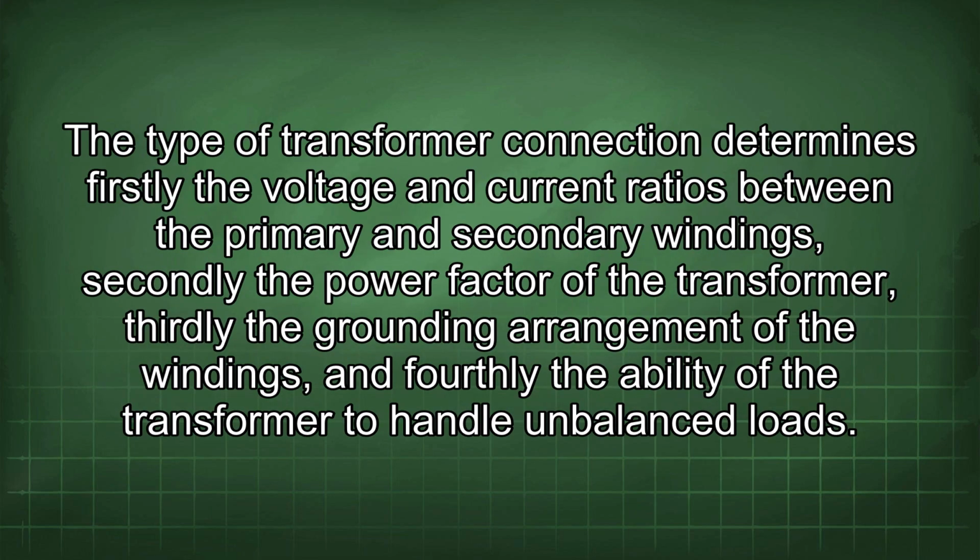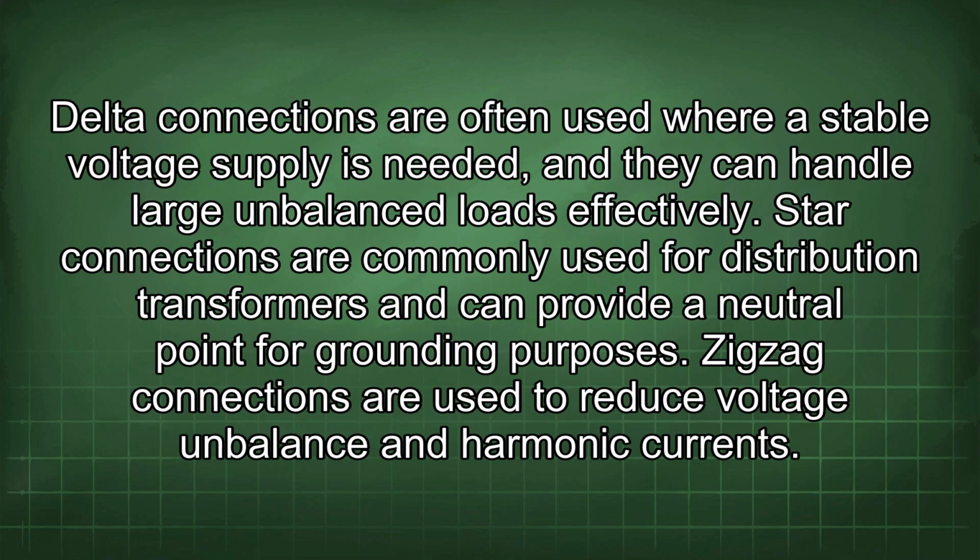The type of transformer connection determines firstly the voltage and current ratios between the primary and secondary windings, secondly the power factor of the transformer, thirdly the grounding arrangement of the windings, and fourthly the ability of the transformer to handle unbalanced loads. Delta connections are often used where a stable voltage supply is needed, and they can handle large unbalanced loads effectively. Star connections are commonly used for distribution transformers and can provide a neutral point for grounding purposes. Zigzag connections are used to reduce voltage unbalance and harmonic currents.